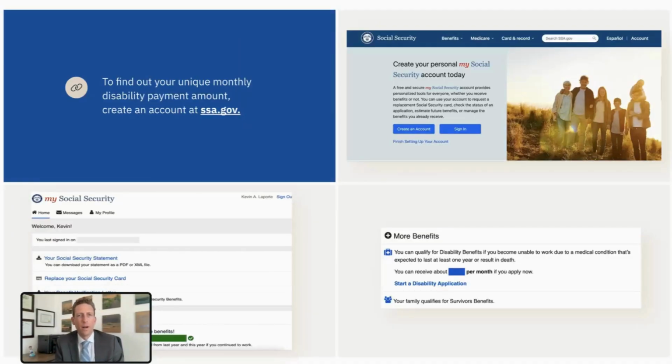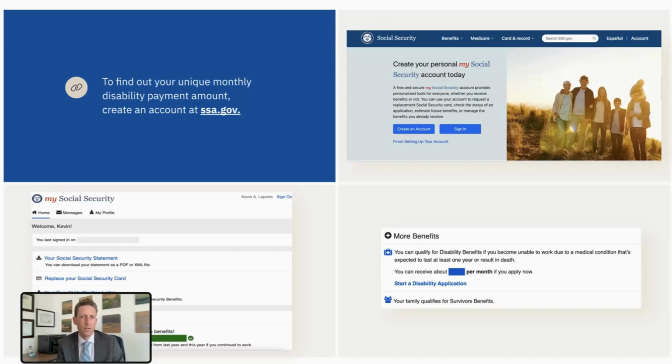Our clients oftentimes wonder what their monthly disability benefit amount will be if they're approved, or how much does Social Security disability pay? And the answer is everybody who has worked for long enough, who's paid enough Social Security taxes, has a unique monthly Social Security disability benefit amount. To find yours out, we recommend creating an account at the Social Security website. It's called a MySSA, myssa.gov account.